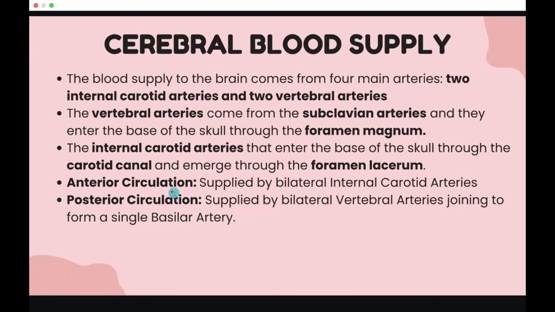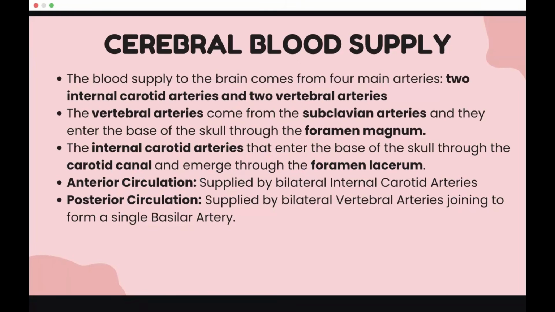All right. In the brain there are two circulations. There's an anterior circulation, which is supplying the anterior part of the brain, and the posterior circulation, which is supplying the posterior part of the brain. The anterior one is supplied by the bilateral internal carotid arteries, and they supply the frontal lobe, the parietal lobe, and the majority of the temporal lobe.